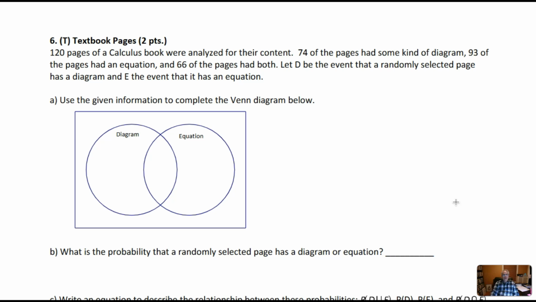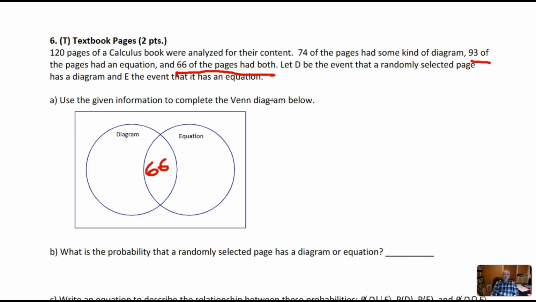All right, so we have to fill out the Venn diagram here. We can't use the 74 or the 93 yet. We have to start with the part that goes in the middle of the diagram, that 66 pages have both. Now we can work backwards.